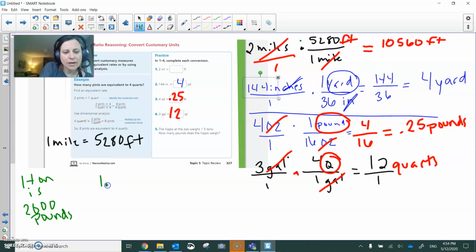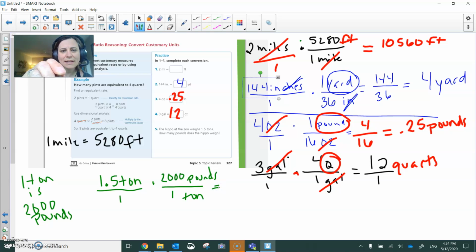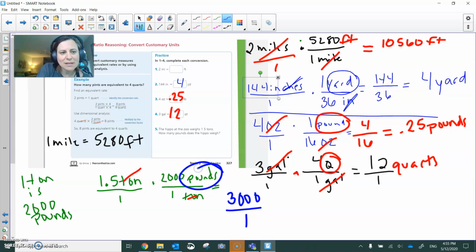So 1.5 tons. I want the word ton on the bottom. I know 1 ton is 2,000 pounds. And we're using dimensional analysis to solve this. 1.5 times 2,000 is 3,000. 1 times 1 is 1, and the only measurement left is pounds. So, how many pounds does the hippo weigh? 3,000.